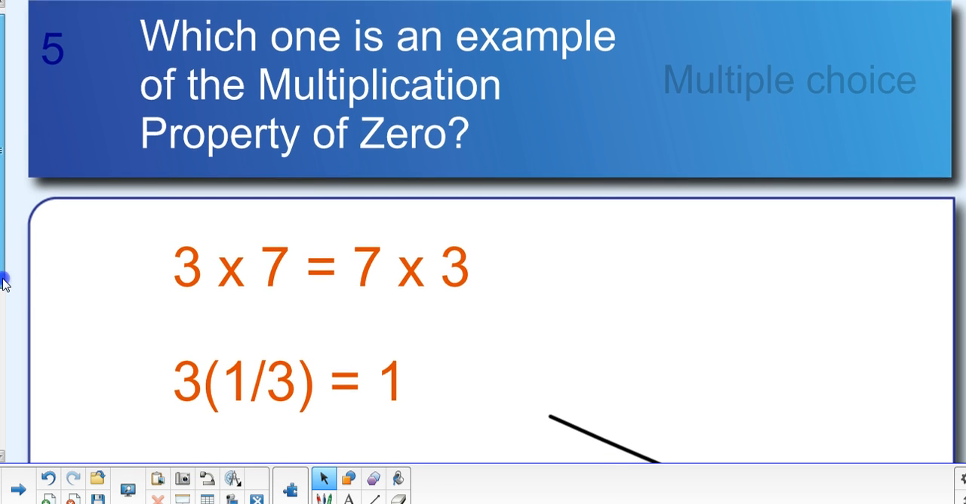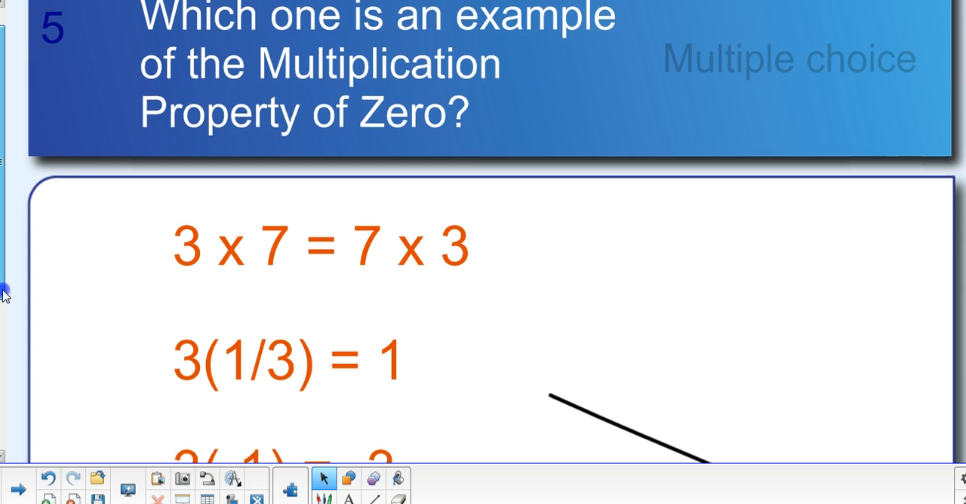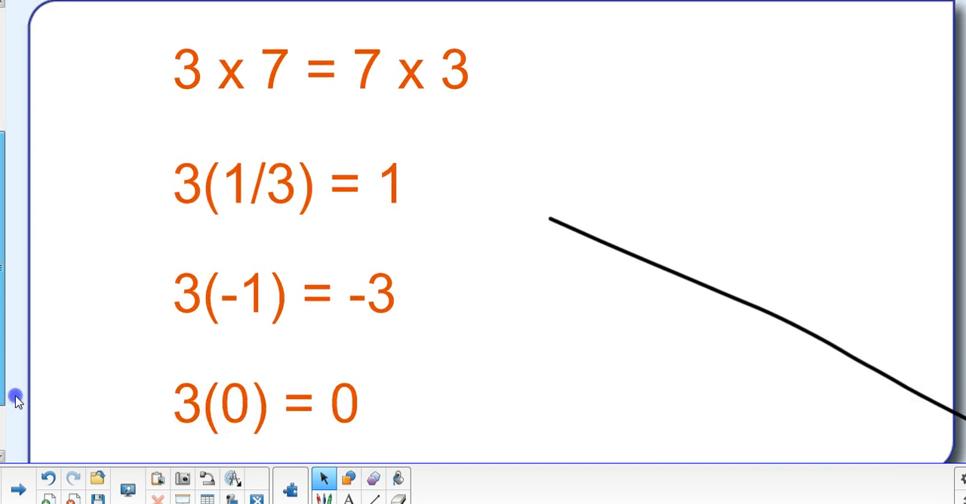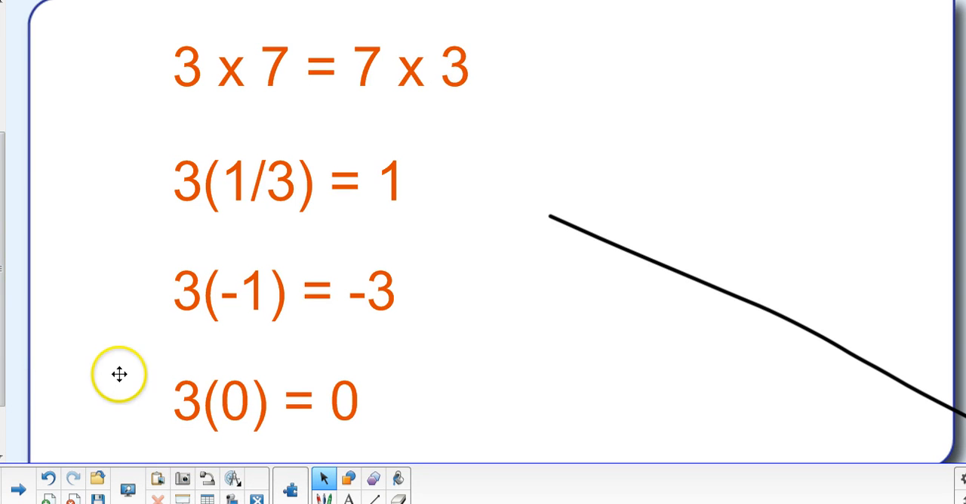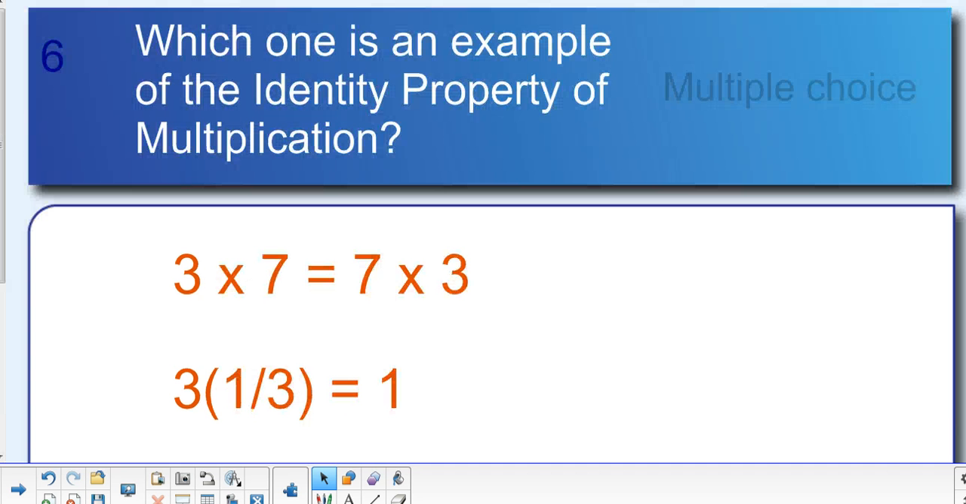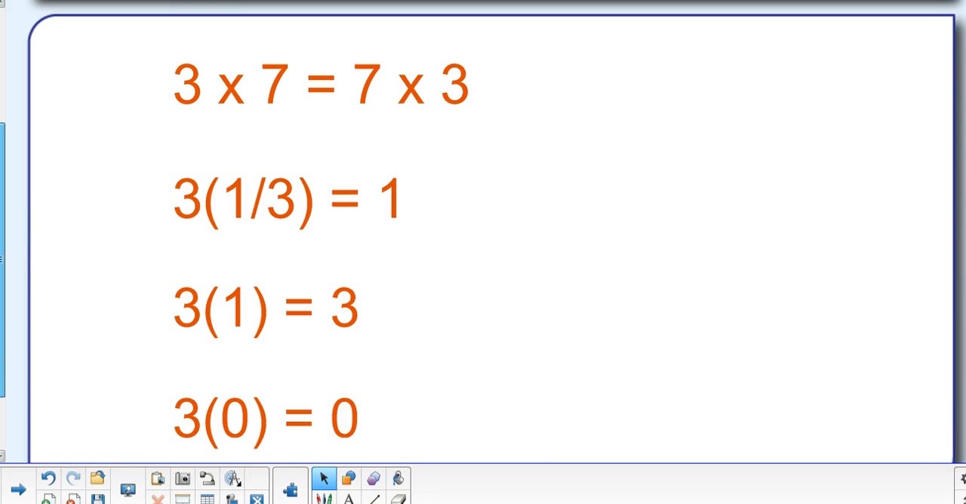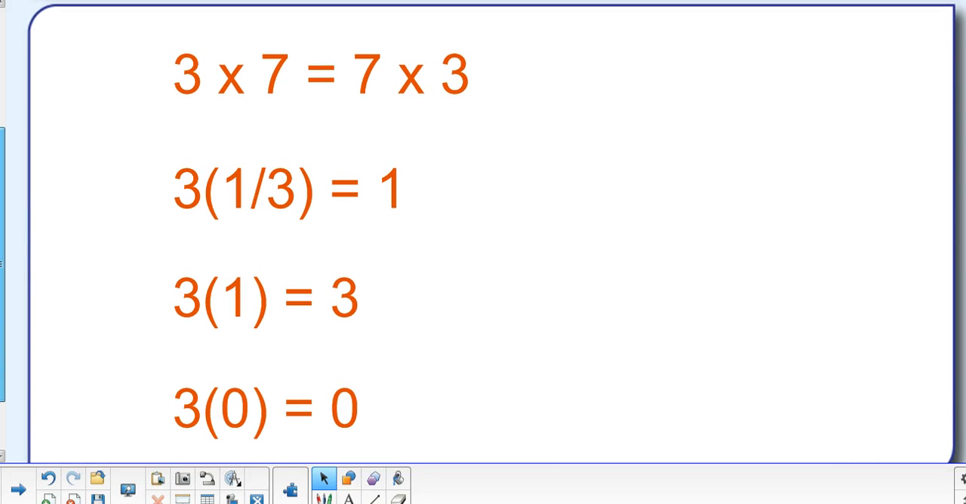Now this is a property we haven't talked about, but it's pretty self-explanatory. What is an example of the multiplication property of 0? Well, anything times 0 equals 0, that's the multiplication property of 0. How about the identity property of multiplication? Which one is it? That's right, it is the third one. Any number times 1 equals itself, or equals 3, so that would be the identity of multiplication.